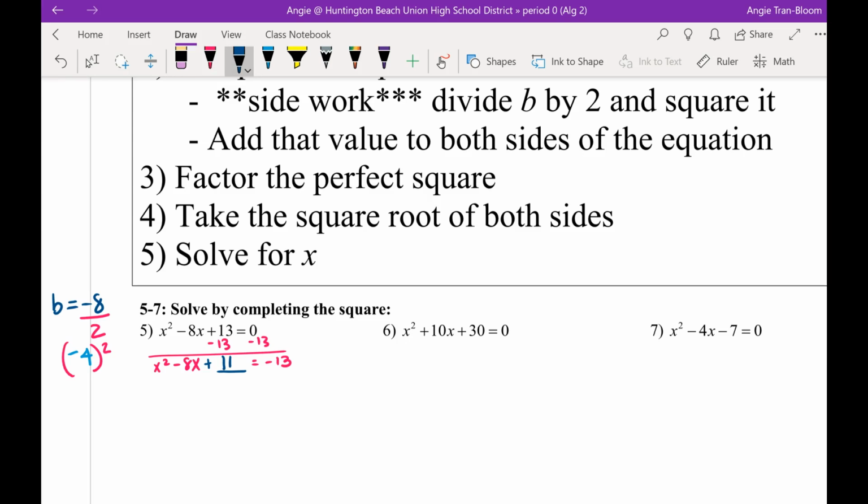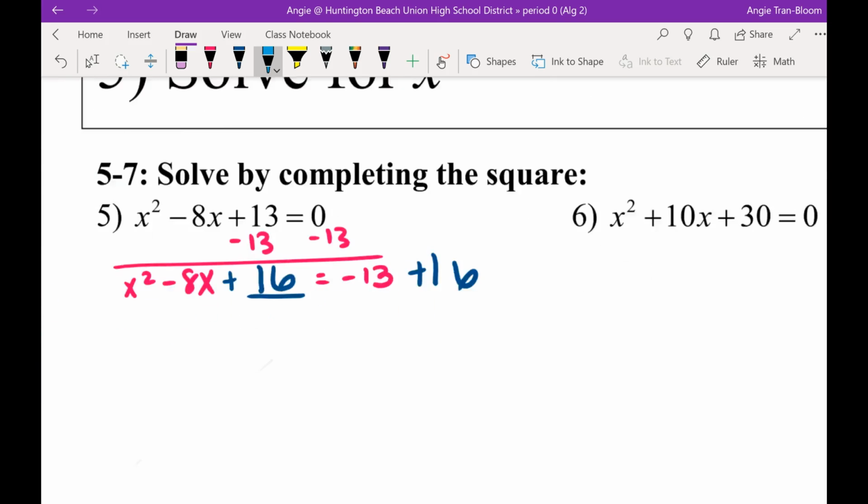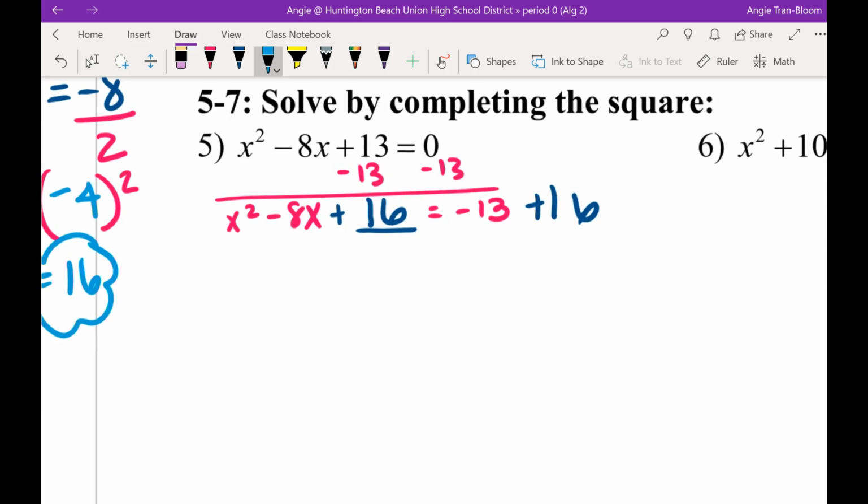So 16 here, what you added to the left, we need to add to the right. So that plus 16 equals 16, and that's what we're adding over here. So that's number 2. Number 3 just says factor the perfect square, which is now awesome. How do we factor this right here? That's a perfect square, by the way. How do we factor that?